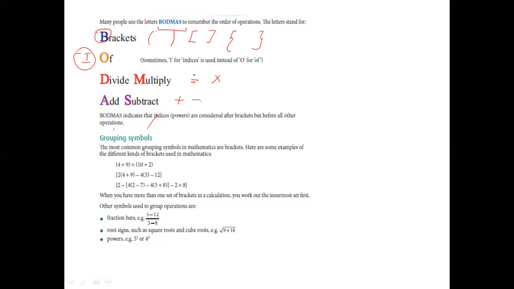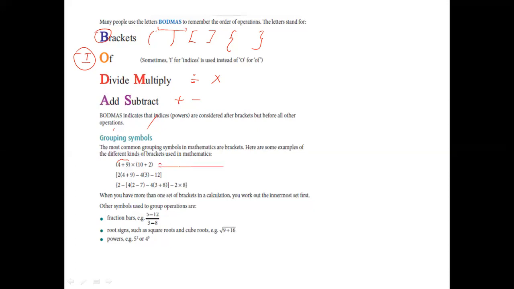Let me do this example. We have two brackets. In the first bracket, 4 plus 9, and times, in the second bracket, 10 divided by 2. Maybe you can do it like this, for example: 9 times 10 is 90, divided by 2 is 45, and plus 4 is 49. It's not correct, as you know. First of all, we should open the brackets.